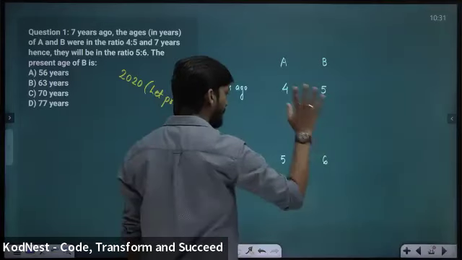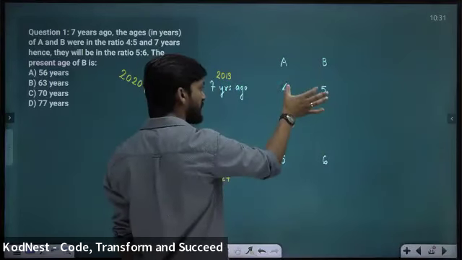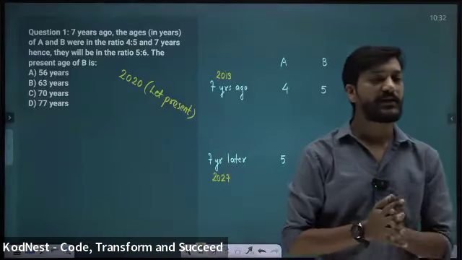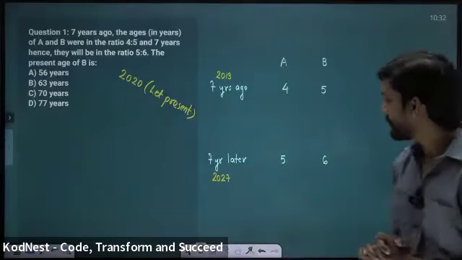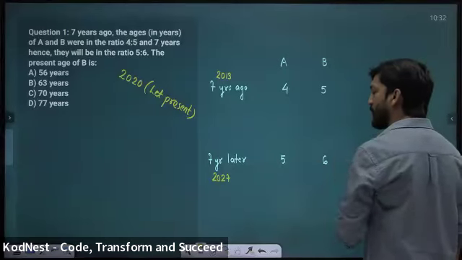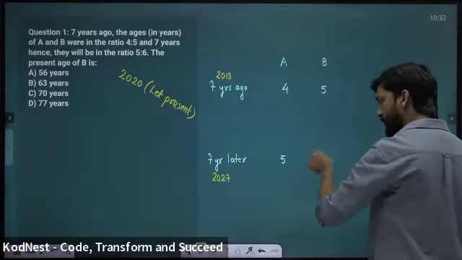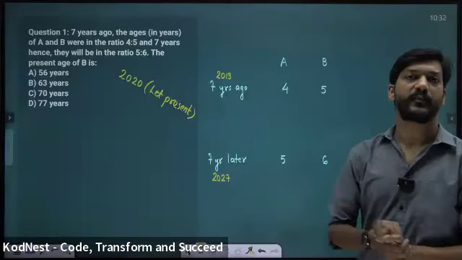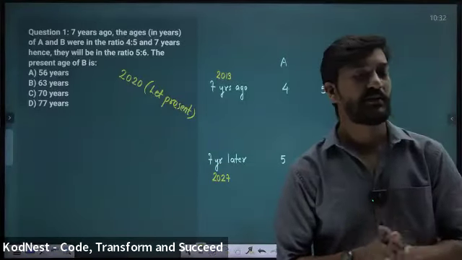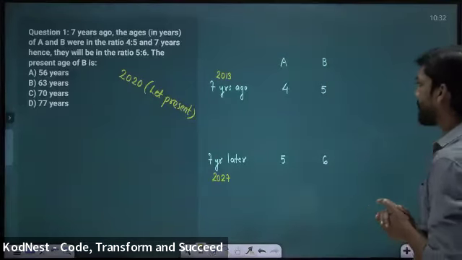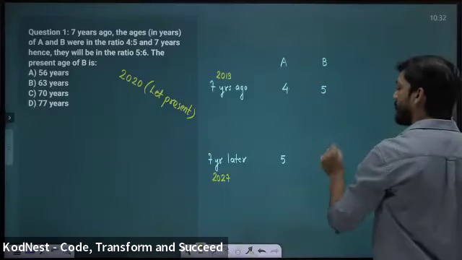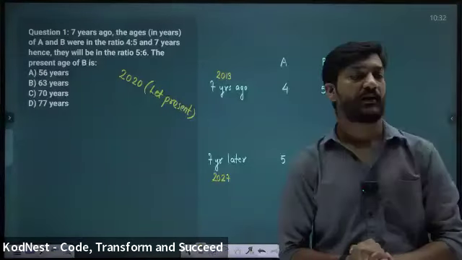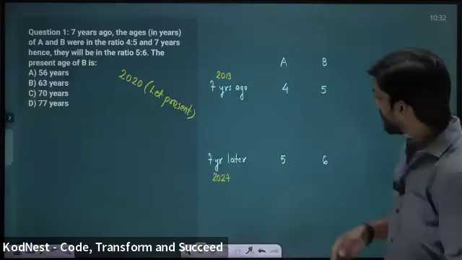In this timeline, what is the age difference of the two persons? Okay. Right now it is a ratio. I'm checking one thing. In this timeline, that is 2027, what is the age difference? 1 year. Same. So 5 minus 4 is 1, 6 minus 5 is 1. The age difference is the same. So the condition is followed.